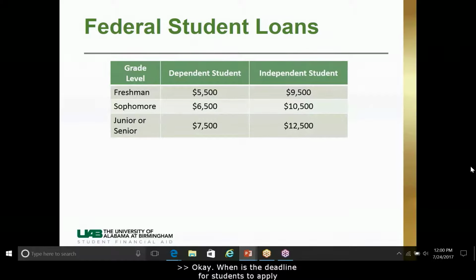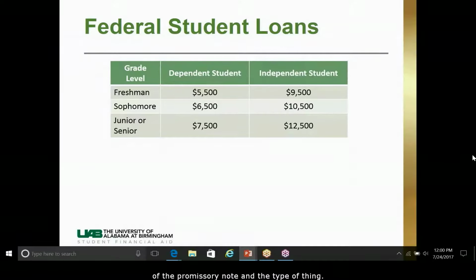Okay, when is the deadline for students to apply for federal student loan for this school year? Well, there's not a deadline per se. You can essentially accept a student loan at any time during the school year, and as long as you do it before the last day of school, we can still process the loan. So there's not a deadline, but just keep in mind the money's not going to be here to help pay your account balance until you actually accept it and take care of the promissory note and that type of thing.